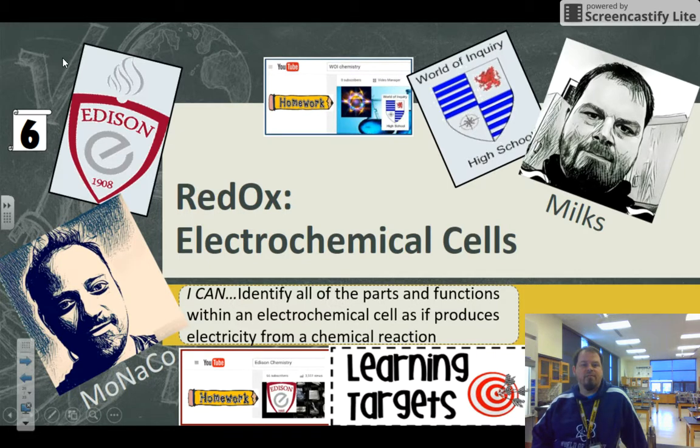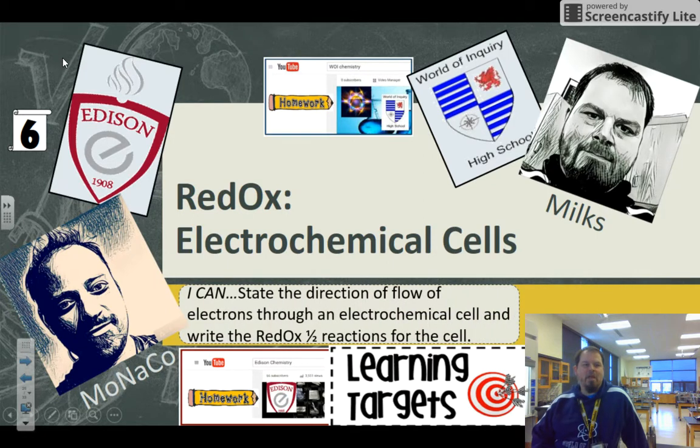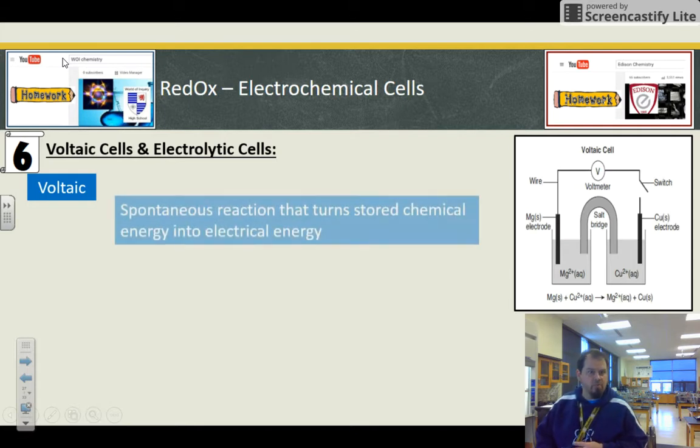So, identify the parts and functions within an electrochemical cell as it produces electricity, not if a chemical reaction. I can state the direction of the flow of electrons from anode to cathode or cathode to anode. That's a given every time. So, voltaic and electrolytic cells, they are electrochemical cells. We're going to deal specifically with voltaics, mostly, in this particular video, because that's the most important part.